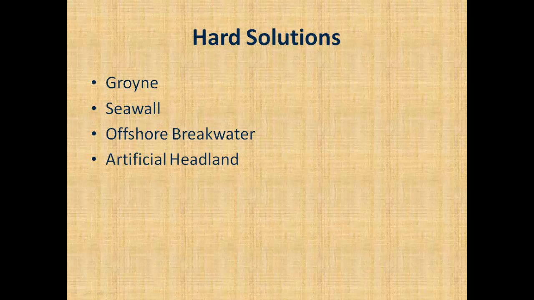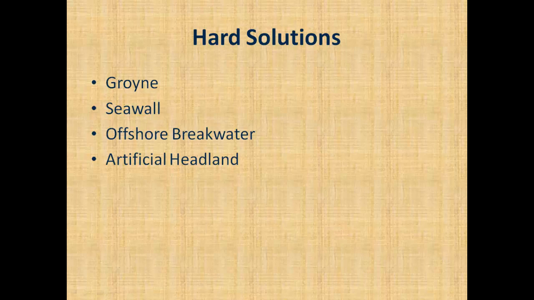Then we have artificial headlands. These promote natural beaches. They're easy to construct. They have little maintenance required. They're pretty much areas up gradient from the beach that promote natural erosion. They're there to naturally erode and replenish the beach down drift.